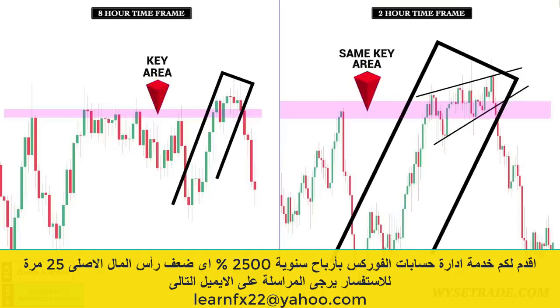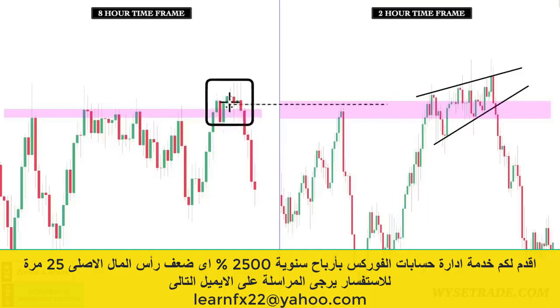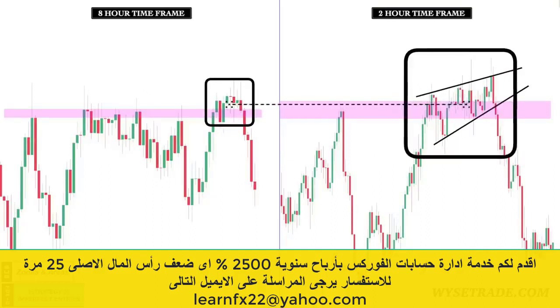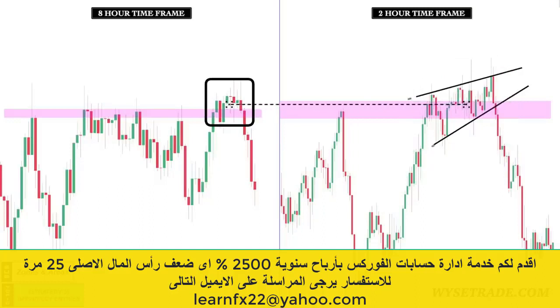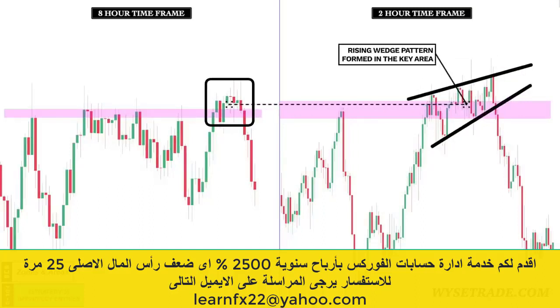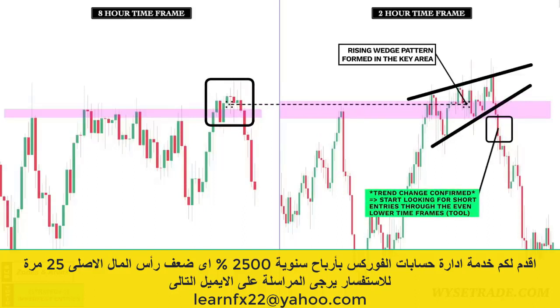Same key level, same uptrend. This area here is this same area here. So inside of the candlesticks, you had a perfect rising wedge form. Once price breaks below with a bearish momentum candle, trend change confirmed, and is when you would start looking for short trades through the even lower intraday timeframes.